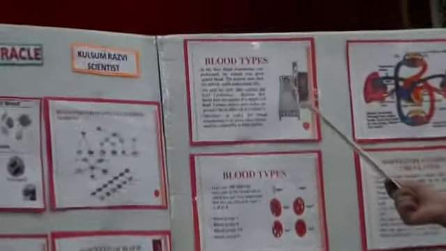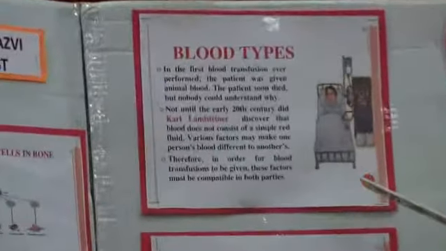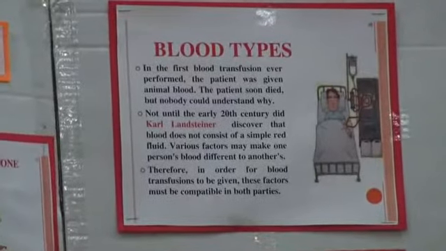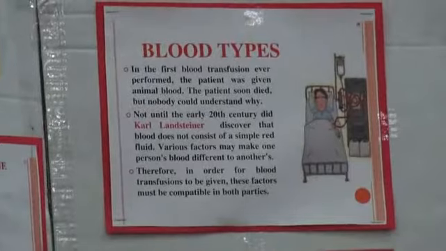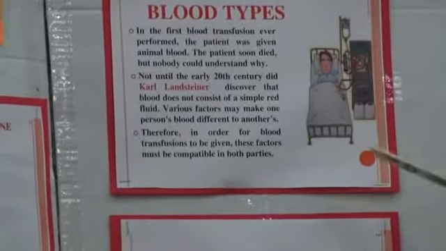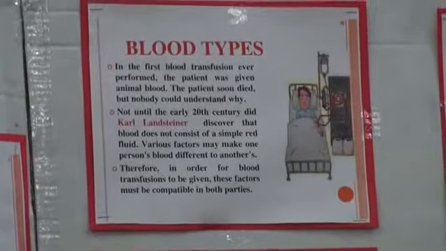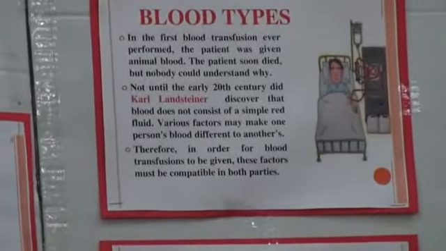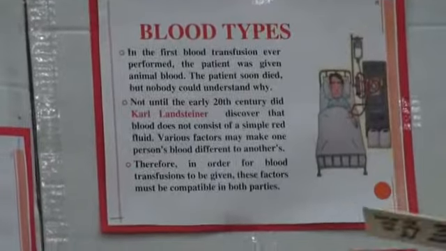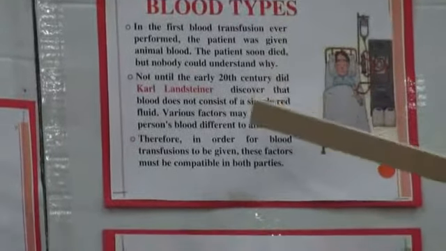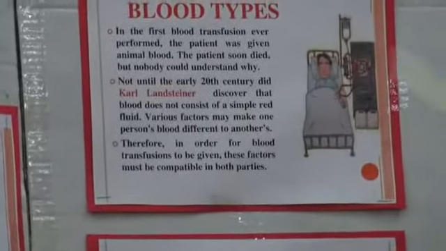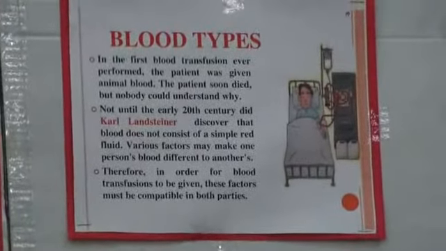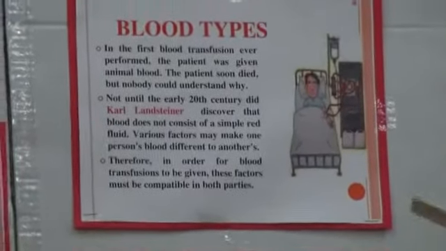So, blood types. In ancient times, when scientists had no knowledge, there was a blood transfusion with a man and an animal. And basically what happened is the man got the animal's blood, and right after, the man died. Scientists tried to research why this happened, but they couldn't figure it out. And there was another transfusion between a man and another man, and the man still died after he got the other man's blood, and still scientists couldn't figure out why.